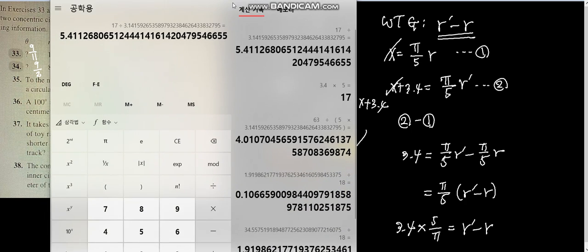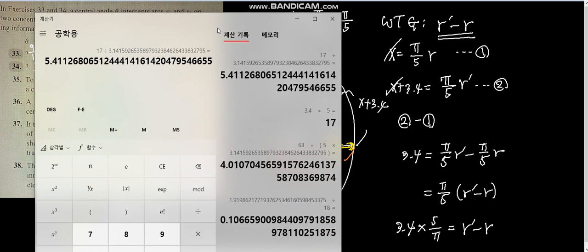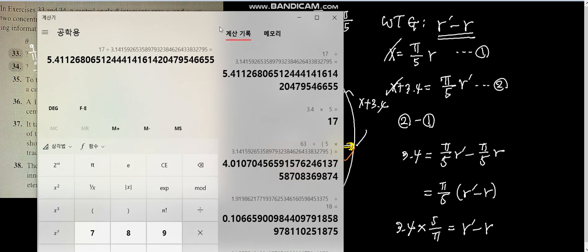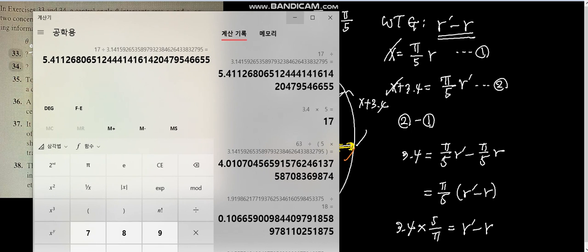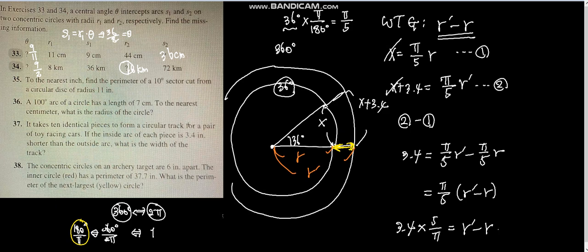Therefore, the answer here is 5.41. 5.41 centimeters thick. So here, this is 5.41 centimeters thick. So you might not get R, and you don't need to get R prime and R. You just need to get the thickness of the track. Therefore, this is the answer.